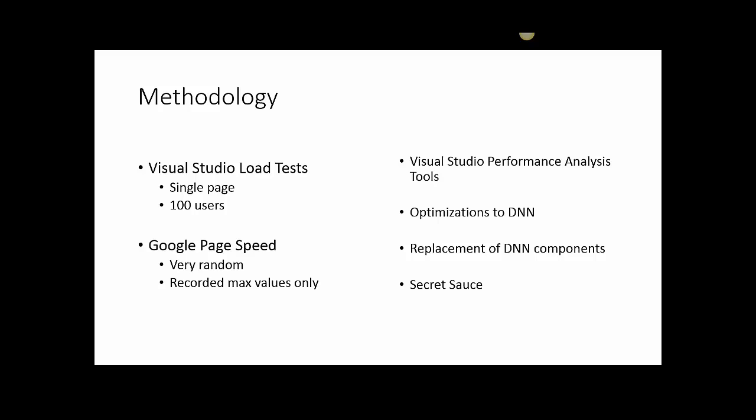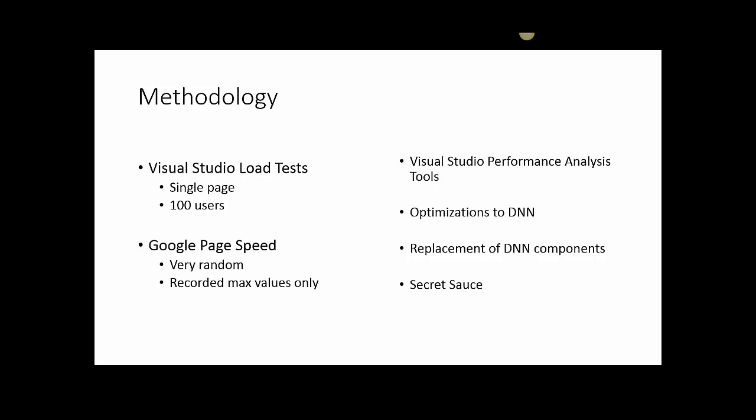One thing that I want to point out from the start is that the new DNN instances that you put on your site would behave very randomly with Google PageSpeed. The results can vary by 40 to 60% from one test to another. So for those random results, we only recorded the maximum values. But for the instance that we ultimately got to, we made some changes in IIS and also in DNN to make it behave reliably.